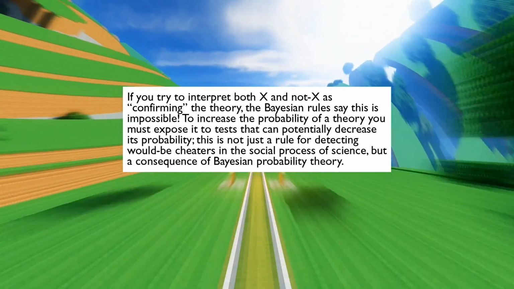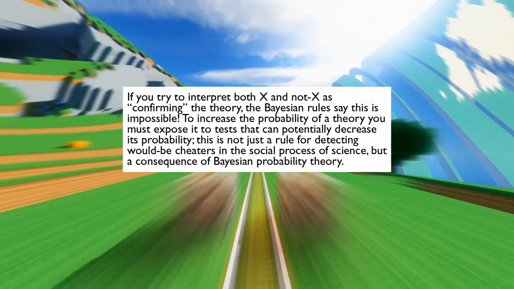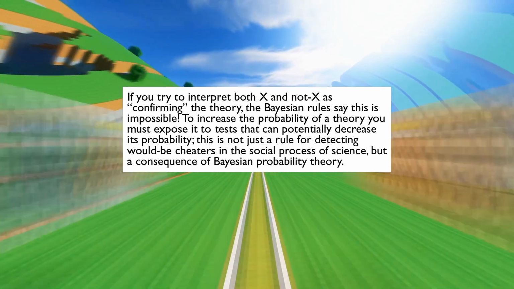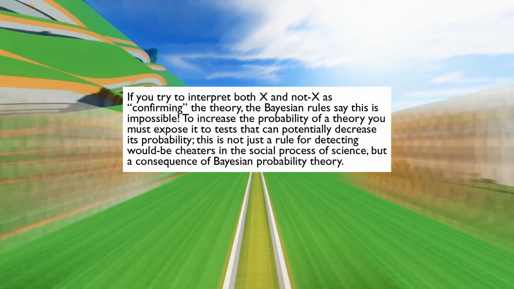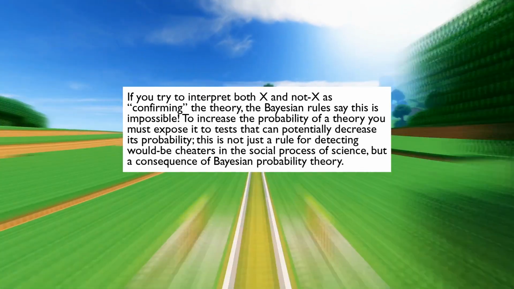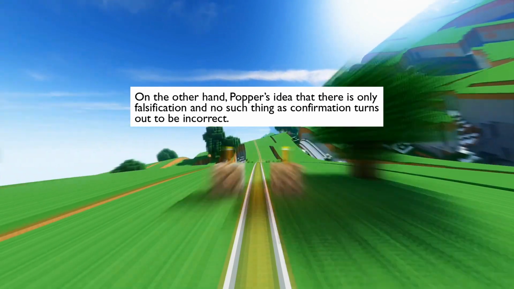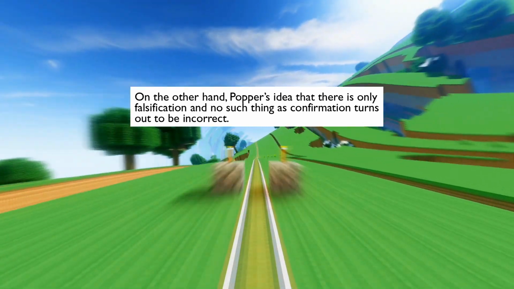If you try to interpret both X and not X as confirming the theory, the Bayesian rules say this is impossible. To increase the probability of a theory, you must expose it to tests that can potentially decrease its probability. This is not just a rule for detecting would-be cheaters in the social process of science, but a consequence of Bayesian probability theory. On the other hand, Popper's idea that there is only falsification and no such thing as confirmation turns out to be incorrect.